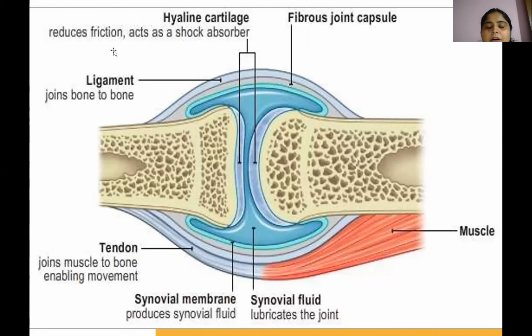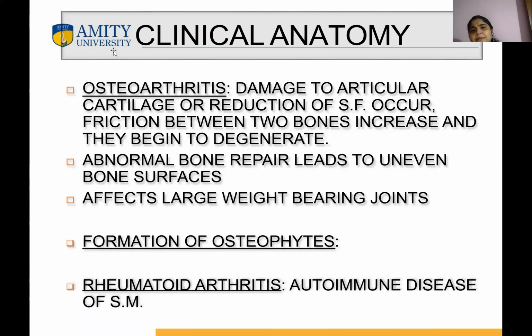This is how the diagram depicts the synovial membrane, synovial fluid, tendon, muscle, fibrous joint capsule, hyaline cartilage and ligament. Now the clinical anatomy goes back to osteoarthritis. What is osteoarthritis? It is damage to articular cartilage or reduction of synovial fluid, which occurs as friction between two bones increases and they begin to degenerate.